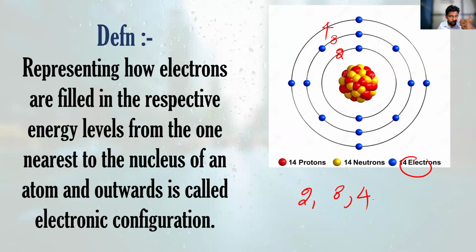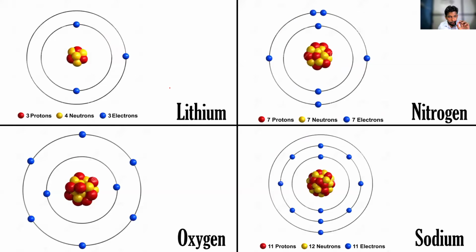First of all, we want to fill 2 in this place. And if we have any extra electrons, we move to the second option. Here we can fill only 8 electrons. And if we have other remaining electrons, then we move to the third option. So this is the way to fill the electrons. Now look at this picture.